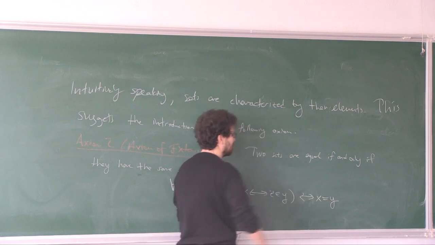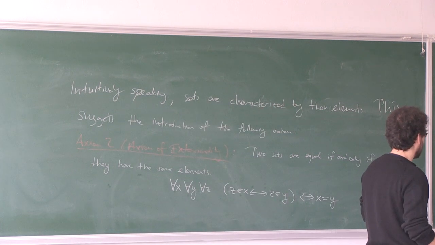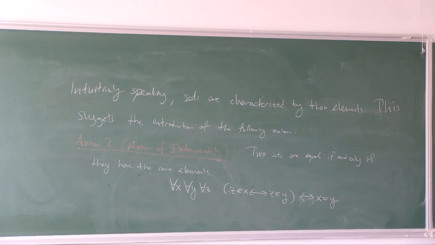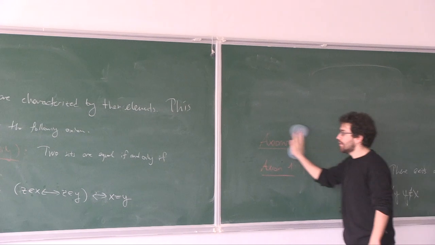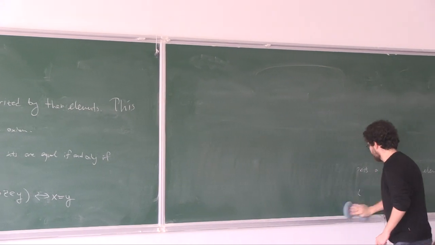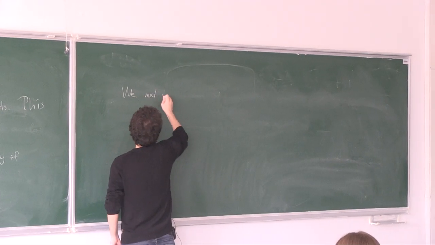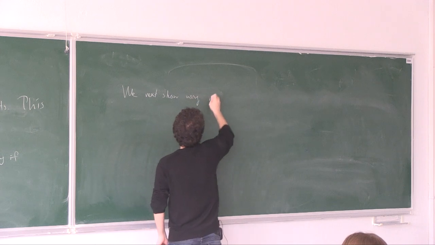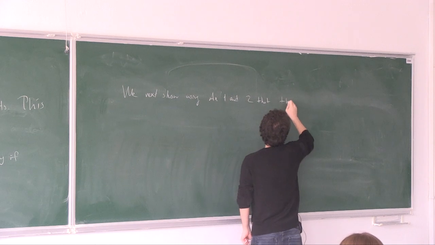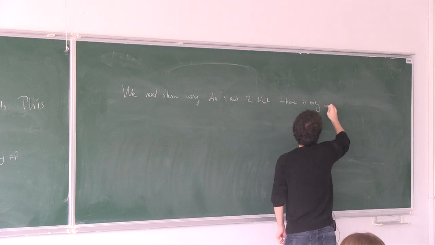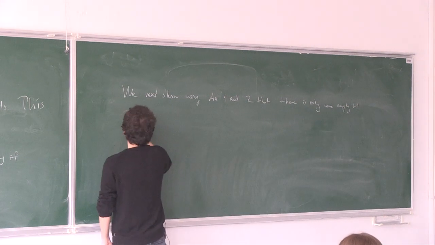So let's put both sides of the arrow. So this is our second axiom. Now we have two axioms. We can actually prove something. So let's prove our second theorem in set theory, which says that the empty set is unique. We next show, using axiom 1 and 2, that there is only one empty set. Theorem.